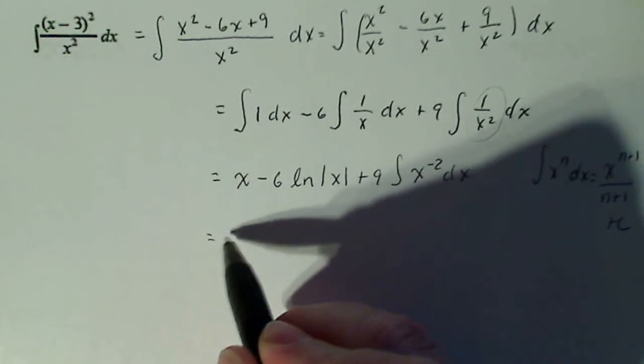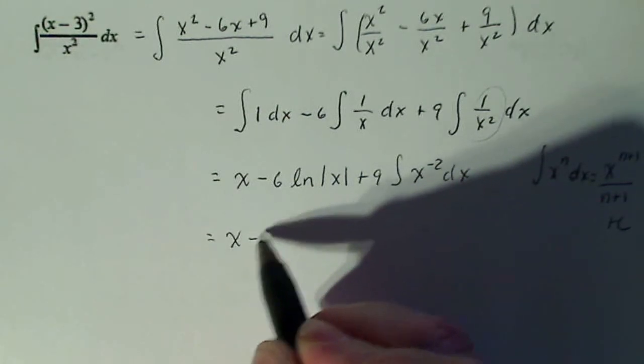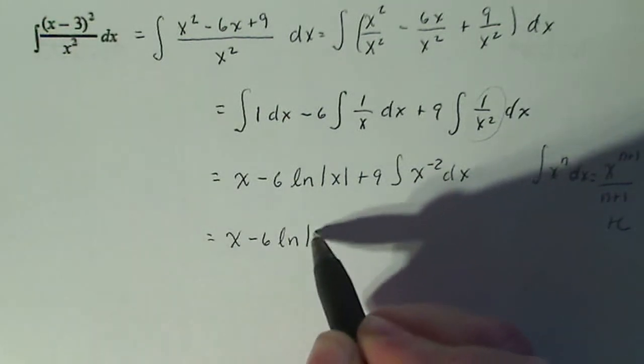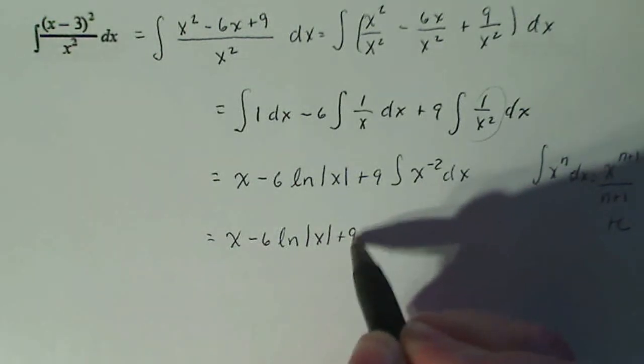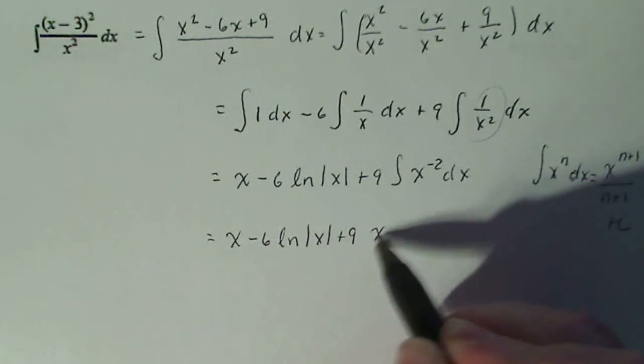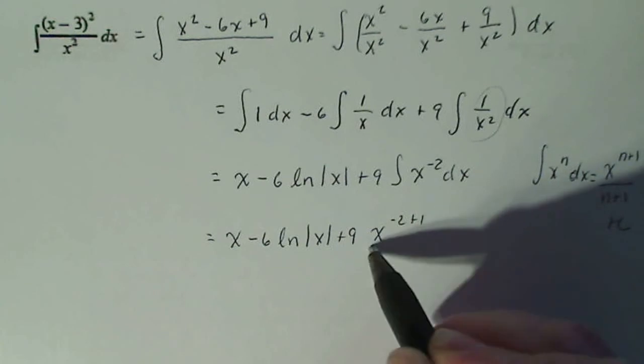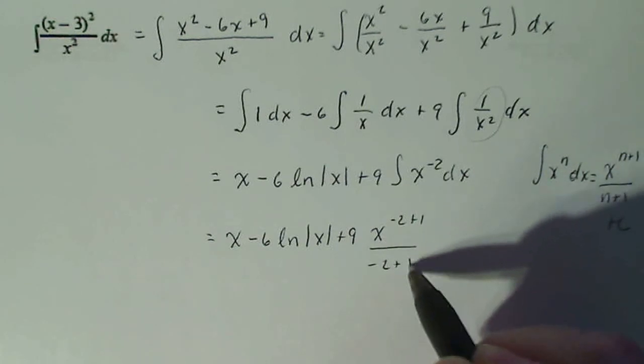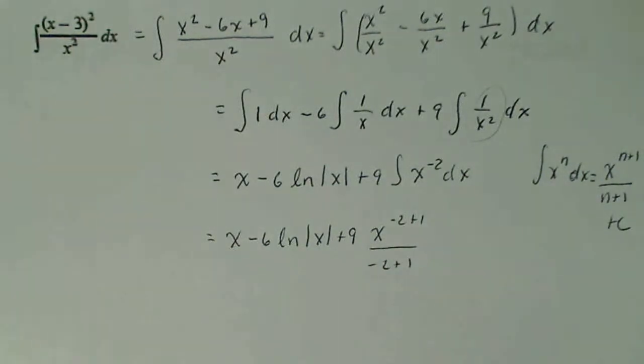Keeping up to finish, x minus 6 natural log of the absolute value of x plus 9 times, okay, so I'm going to take x to the minus 2 plus 1 divided by minus 2 plus 1. If you're nervous about whether or not you're adding or subtracting properly, and I'm not joking here and I'm not trying to be snide, write it down like that. It's not going to kill you.